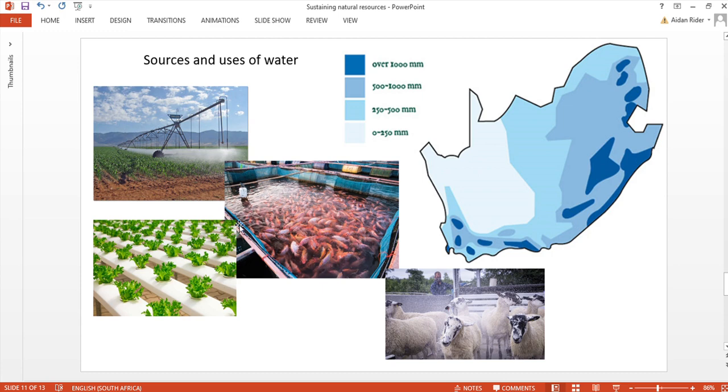And for hydroponics, if you guys remember, hydroponics is a farming method where you don't use soil at all. In these tubes is water. So it's a soil-less way of farming. So only water is used, much cleaner, and the yield of the crops is much higher.